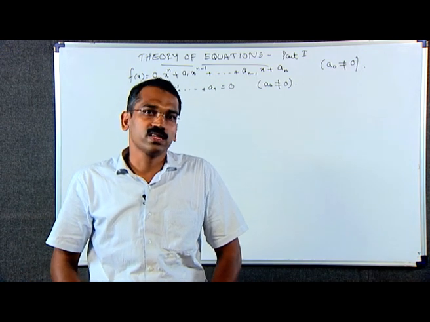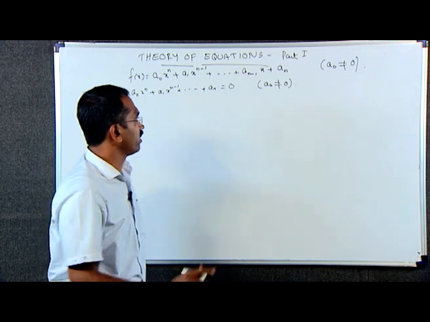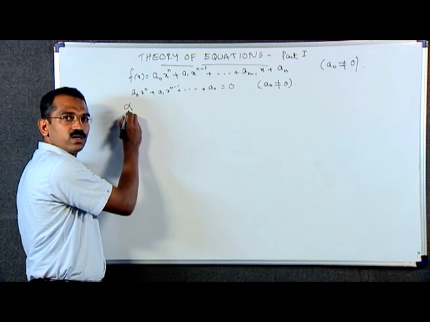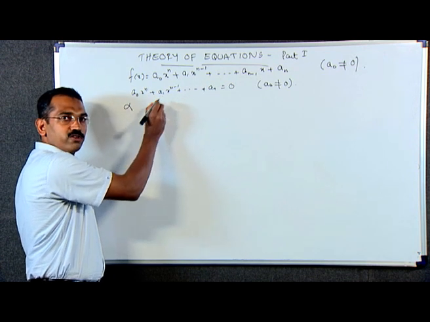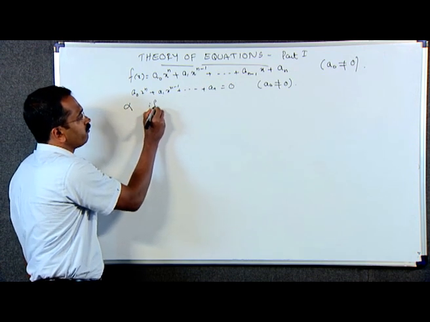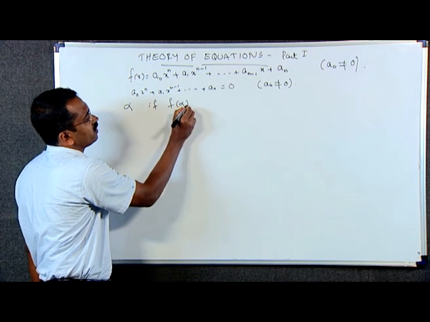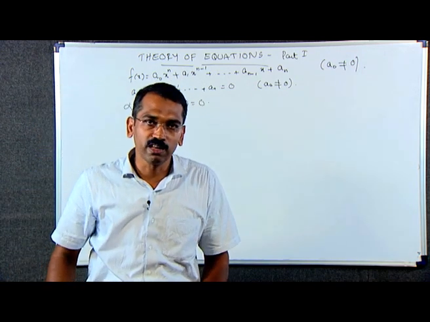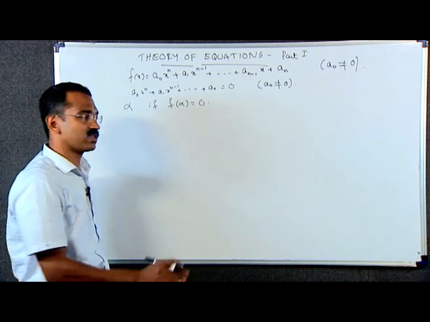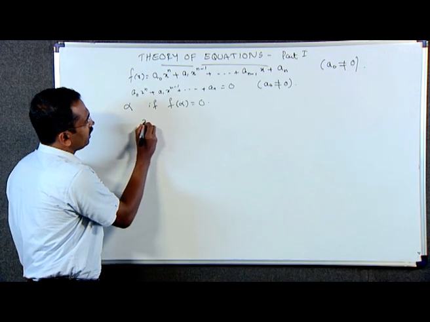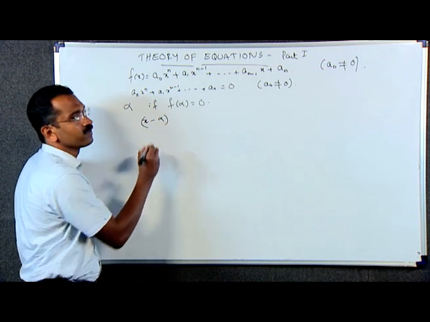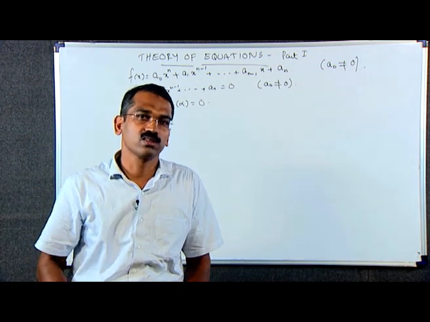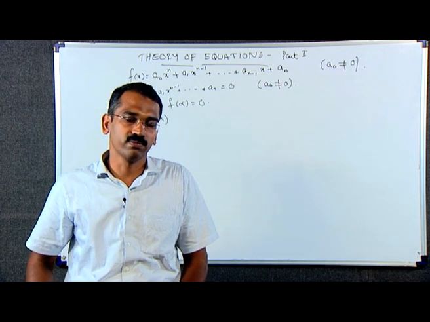Alpha is said to be a root of the equation f of x equal to 0 if f of alpha is equal to 0. If alpha is a root of the equation f of x equal to 0, then x minus alpha is a factor of f of x, which is known as the factor theorem.